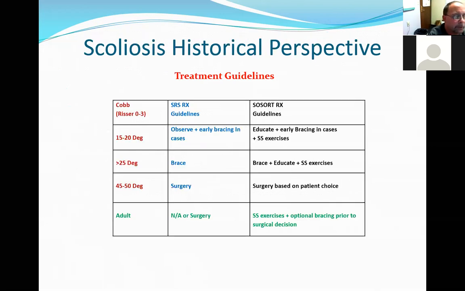These are just some guidelines here from the Scoliosis Research Society and the SOSORT group, their guidelines. You can see them side by side based on the Cobb angles. I won't go into that in detail. You can hopefully look at that later, and it gives you a little bit of a guideline as to when certain treatments are utilized based on the Cobb angles.